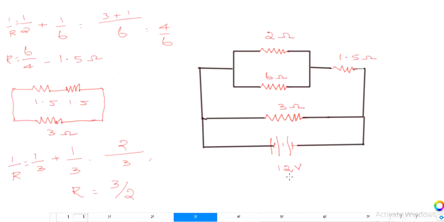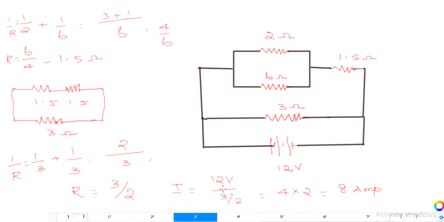The potential given by the power supply is 12 volt. Therefore, current I is equal to 12 volt divided by this resistance, which is 3 by 2. Therefore, 12 divided by 3 by 2 means 4, and this 2 goes to the numerator, therefore 8 amperes. The current supplied is 8 amperes.